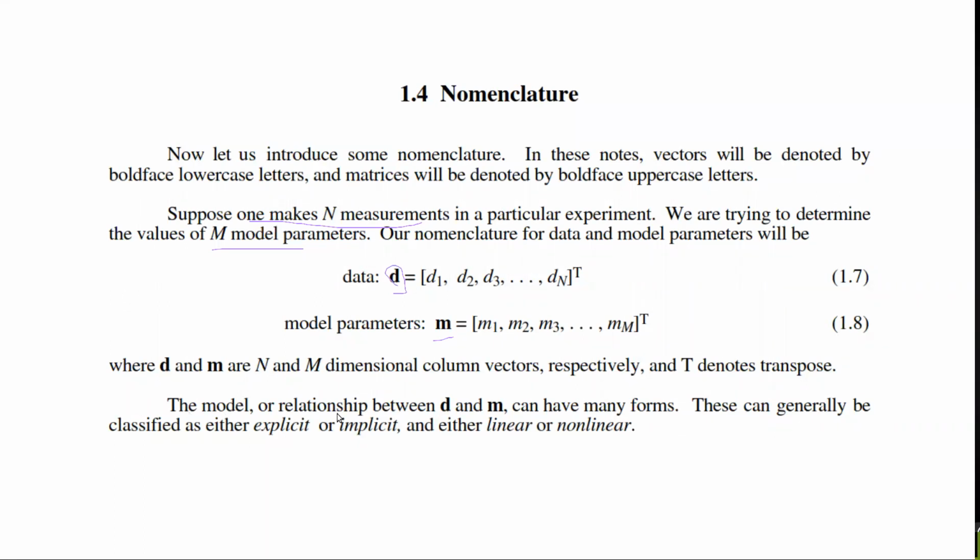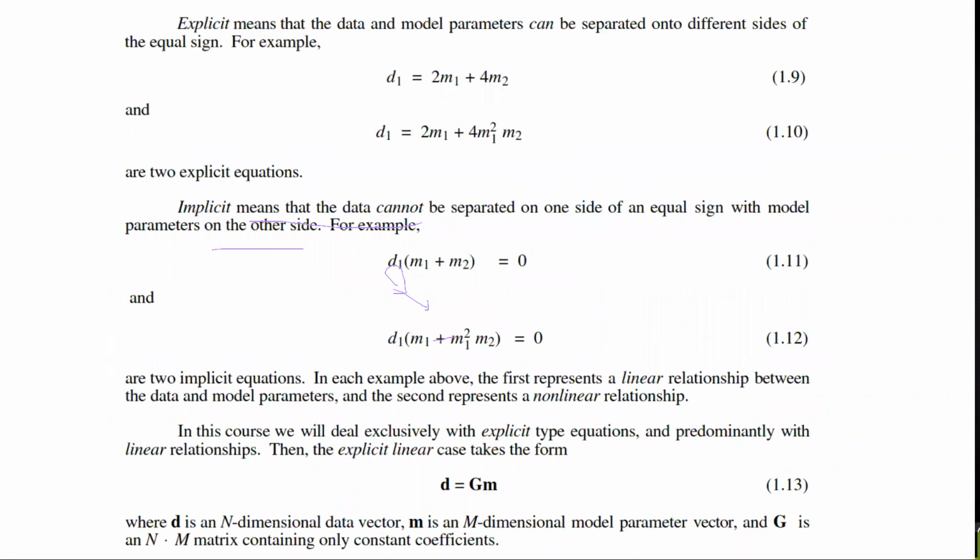And then the relationship, which is the model that relates the data and the model parameters, can be explicit or implicit, or linear or non-linear. This is an example of an explicit linear model where M1, M2 are our model parameters, and D is the data. So we can see that there is a linear relationship. The model parameters do not multiply each other, and there is no second degree of each parameter. And in this case, this is a nonlinear relationship.